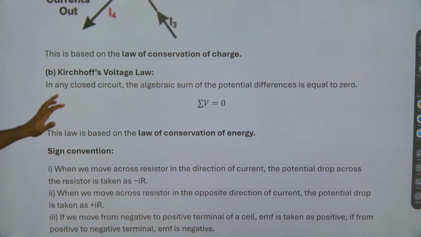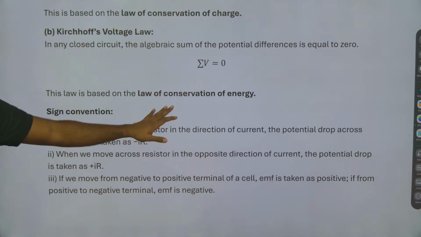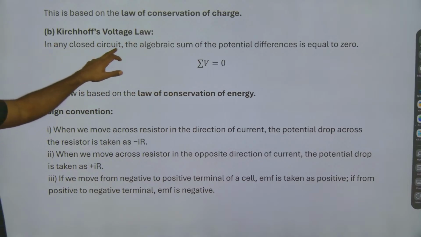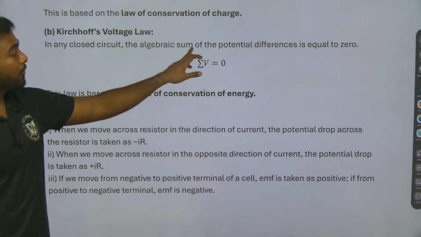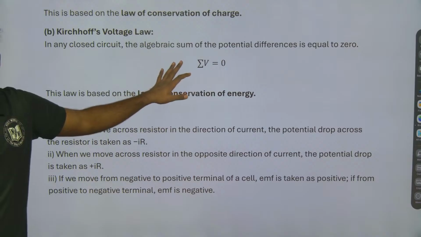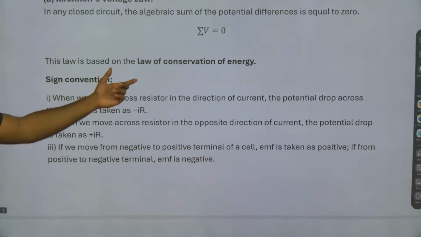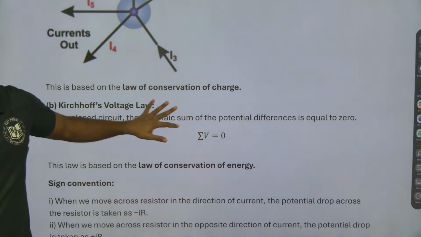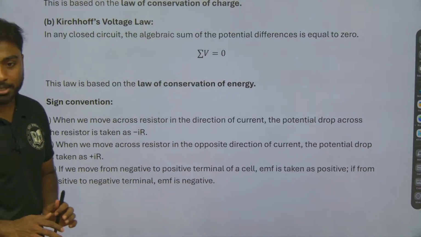Now the Kirchhoff voltage law. First law is current law, second one is voltage law. In any closed circuit, the algebraic sum of potential difference is equal to 0. Any closed circuit only. Okay. So this law is based on law of conservation of energy. So this one is conservation of charge and this is conservation of energy.